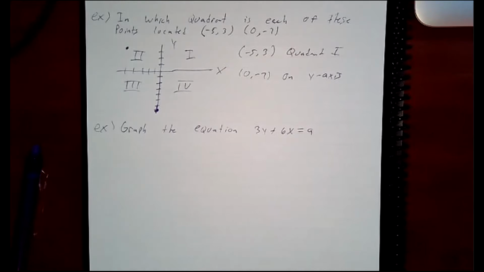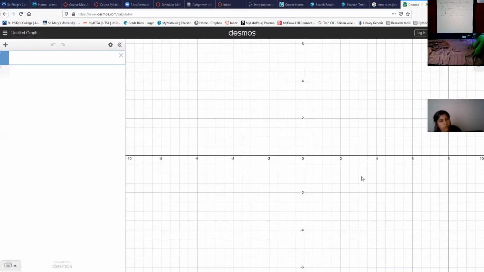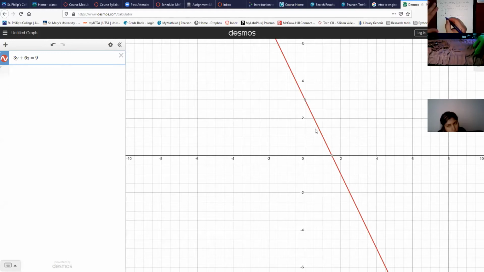So let me share this with you. This is just the Desmos website. I'll send you a link in a little bit. You've used it before. Let's just plug it in. So it'll be 3y. And if you don't have the graphing calculator, just use this. Equal to 9.